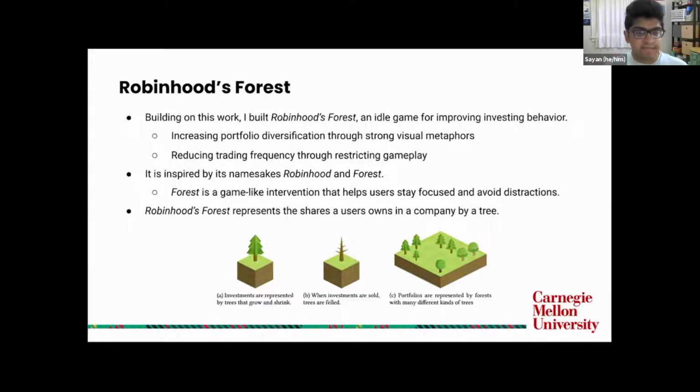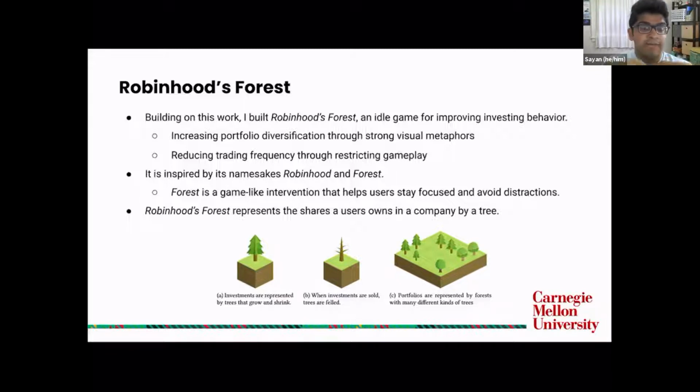Robinhood's Forest is inspired by its namesakes, Robinhood, a popular zero commission trading app, and Forest. Forest is a game-like intervention that helps users stay focused and avoid distractions of their smartphones. It does so by using a tend-to-a-forest metaphor. On Forest, users plant seeds in their virtual forests that grow into trees as long as users abstain from using their phones. Robinhood's Forest uses a similar concept.